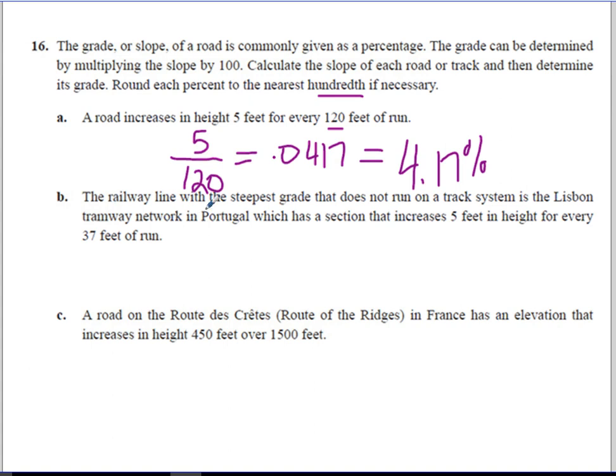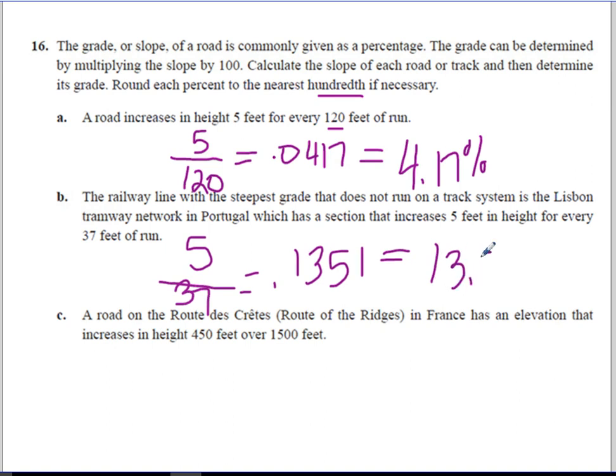The railway line with the steepest grade that does not run on a track system is in the Lisbon tramway network in Portugal, which has a section which increases 5 feet. So again, it's going up 5 for every 37 feet of run. So if we divide 5 by 37, we get 0.1351. And so when we multiply by 100, we get 13.51%, which is very steep.